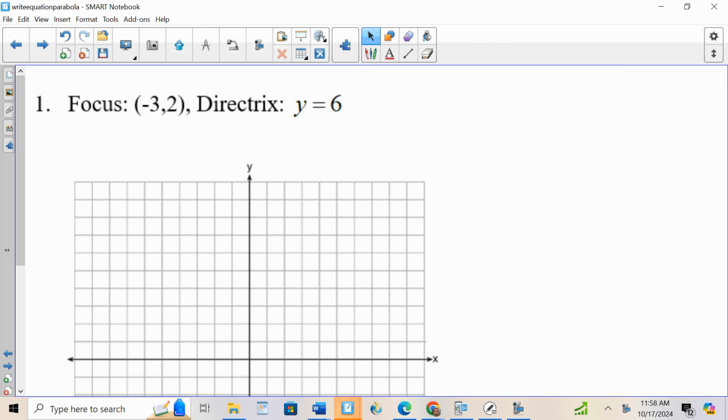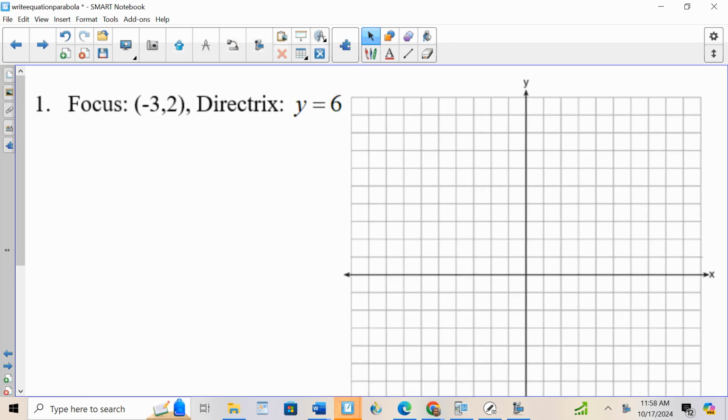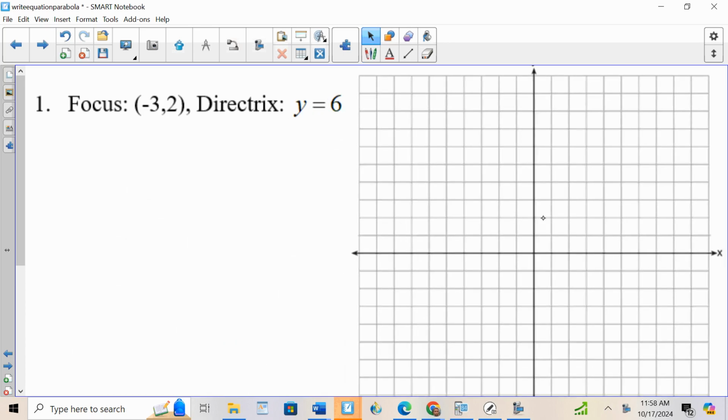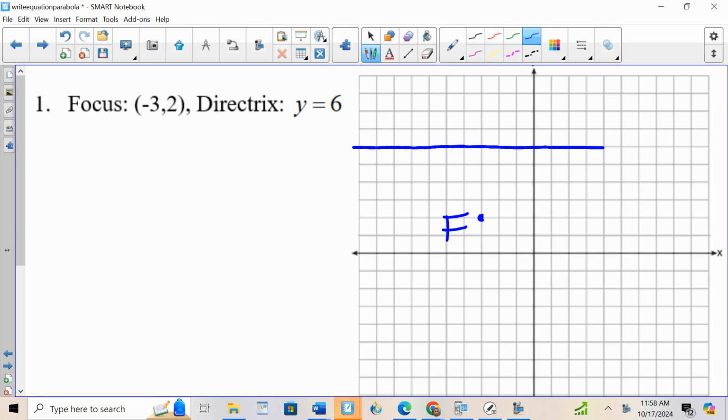A parabola is all the points that are equidistant between a point called the focus and a line called the directrix. So I'm going to plot the focus, I'm going to plot the directrix, and my key point is the vertex, and the vertex is always in between the other two, always in between the focus and the directrix, because a parabola is all the points in between this point and this line.